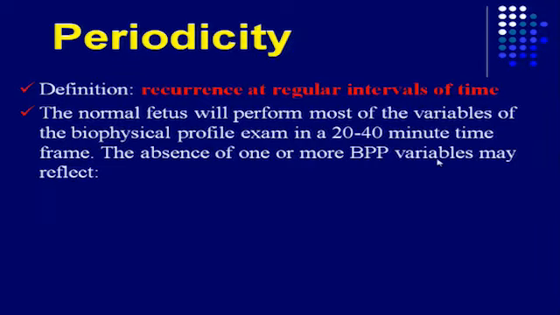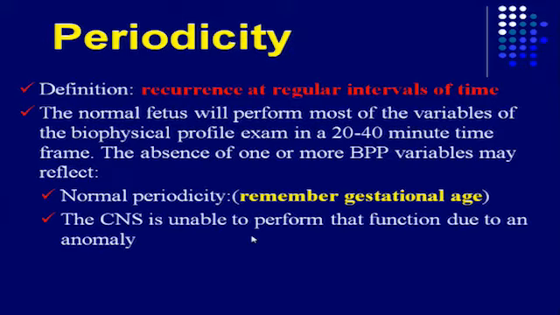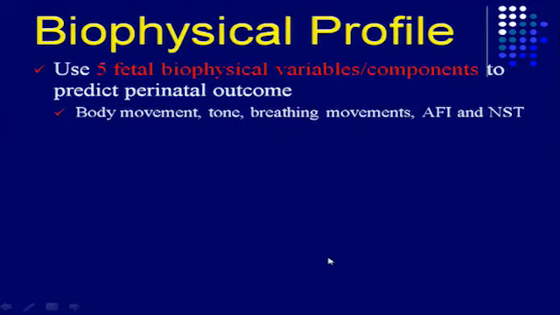The absence of one or more BPP variables may reflect normal periodicity, because the earlier they are in the gestational age, the less likely they are to do some of the practice breathing or have the heart reactivity on the NST strip. Or the CNS is unable to perform that function due to an anomaly, so if you have a head anomaly, they may not be able to do some of those components of the BPP, and then hypoxia. So we use 5 components to try to assess how the baby is doing. We're looking at movement, tone, breathing, AFI and NST.